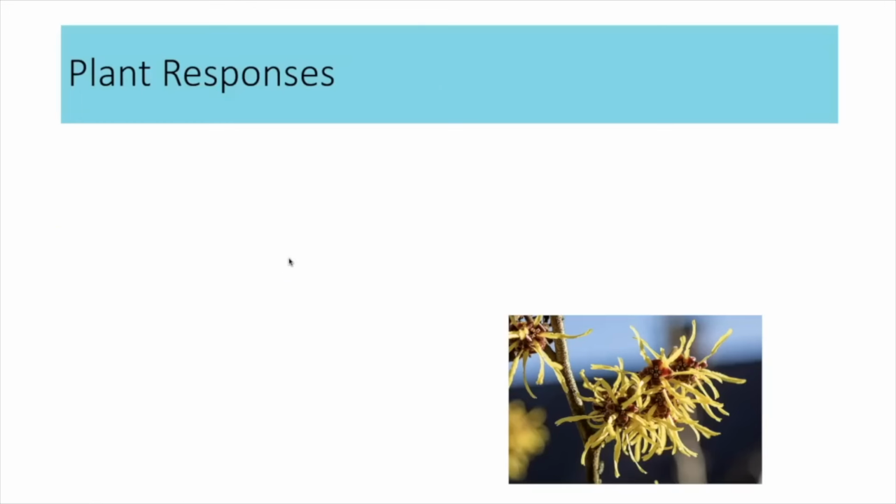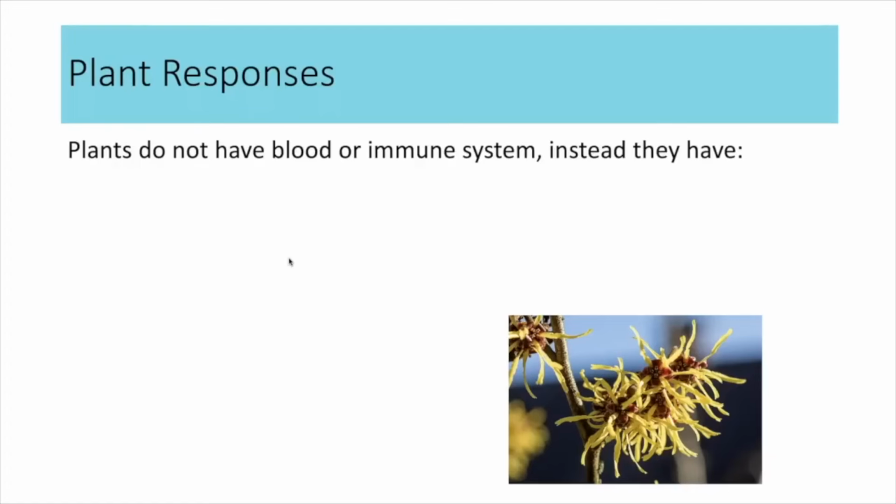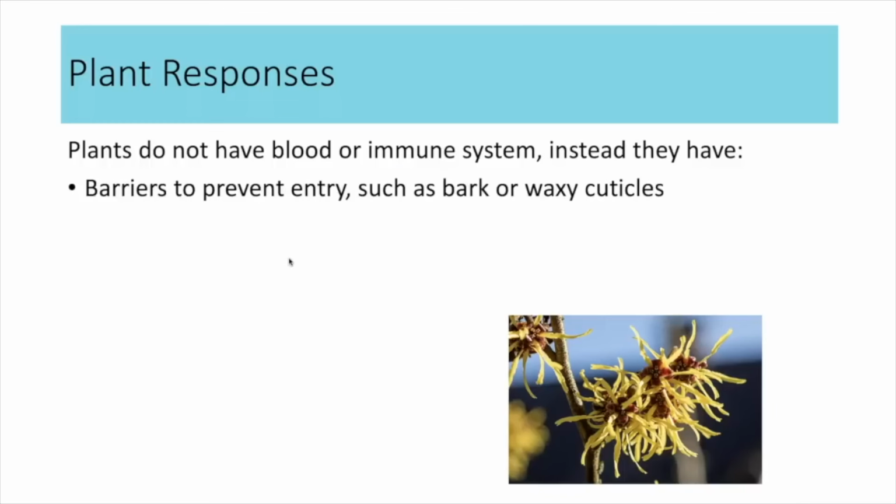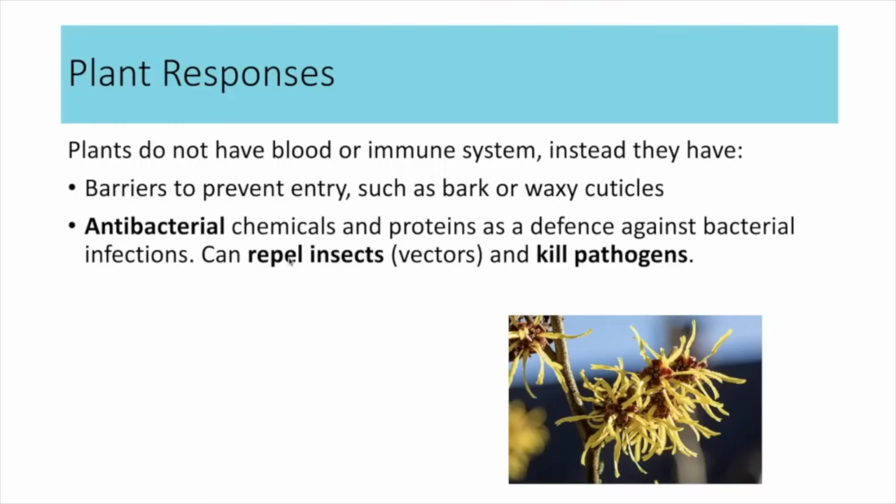So then we move on to the responses that animals and plants have to try and defend themselves against these pathogens. Now, plants don't have blood or an immune system, but what they do have is barriers to prevent entry, so that is bark and waxy cuticles. They produce antibacterial chemicals and proteins, which act as a defense against bacterial infections. And they can actually repel insects, which are the vectors often, and kill pathogens.